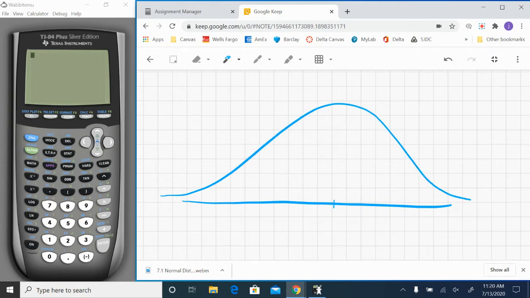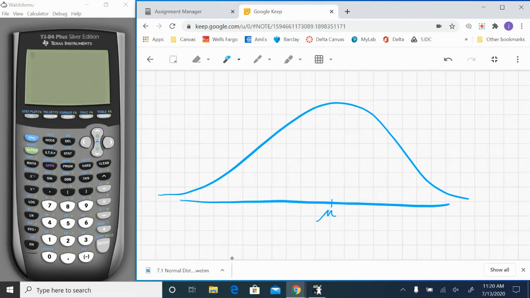In the center is the mean. These are called inflection points. It's where it switches from being curved down to being curved up. And this would be the mean plus 1 standard deviation. I'll explain that more in a second. But you get the same thing on the left. This would be the mean minus 1 standard deviation.